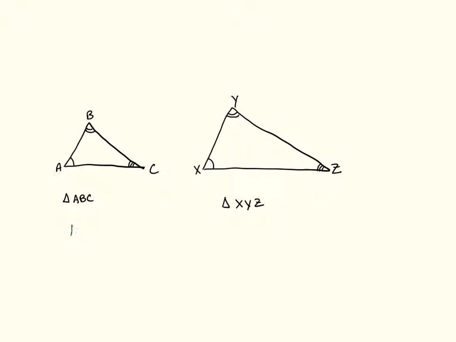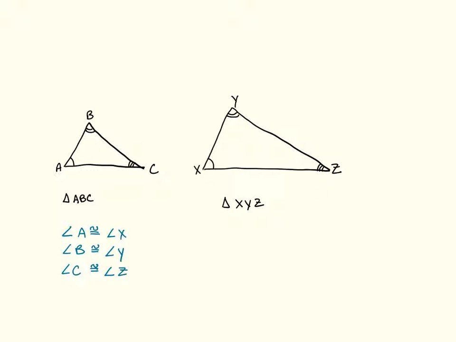So, we're going to write angle A. This is the symbol for angle. Let me retry that. Angle A. Make sure it doesn't look like a less than sign, because that one does. Angle A is going to be equal and congruent to angle X. And then angle B is also equal and congruent to angle Y. Angle C is congruent and equal to angle Z.